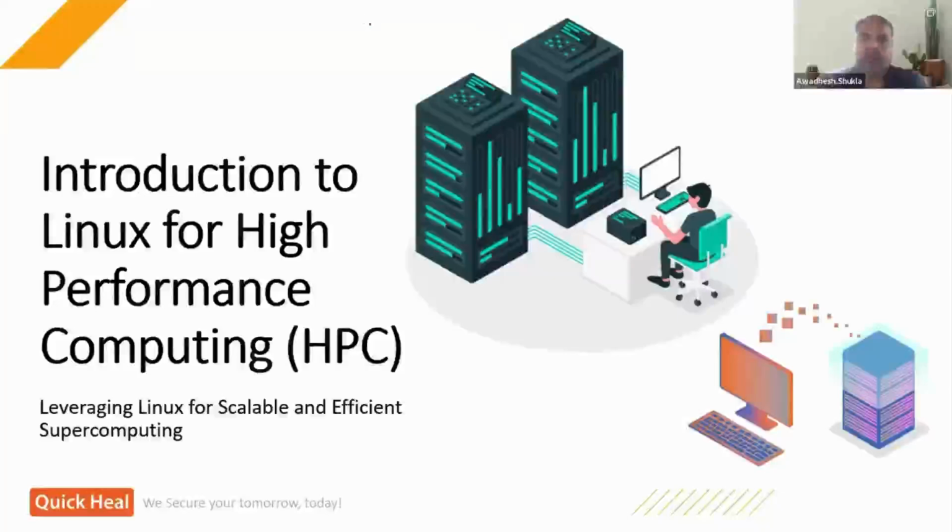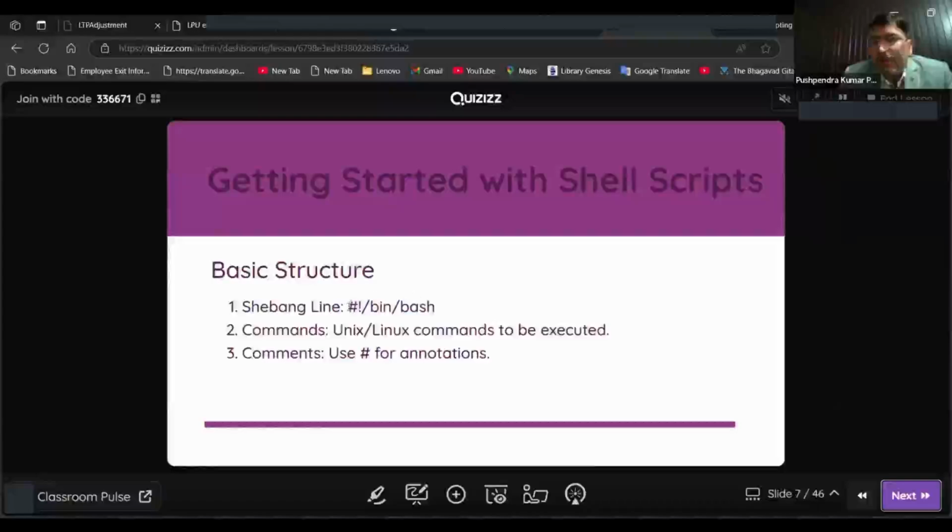Okay. I will demonstrate it also, because there are a few new people who haven't written any shell script. So hash and this exclamation sign, /bin/bash. This is the shebang line. In this line, we clarify our bash, the default shell, which we are going to utilize.